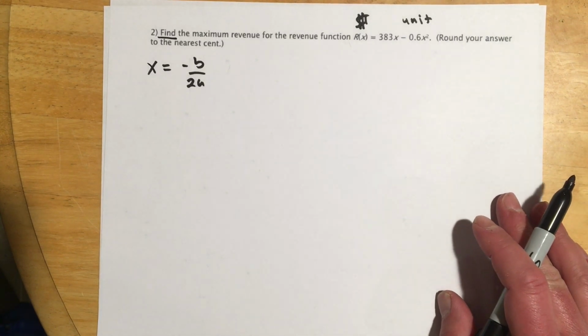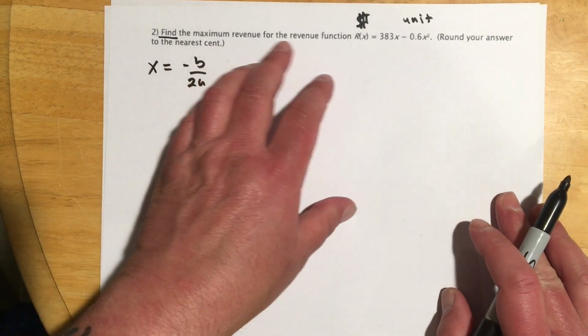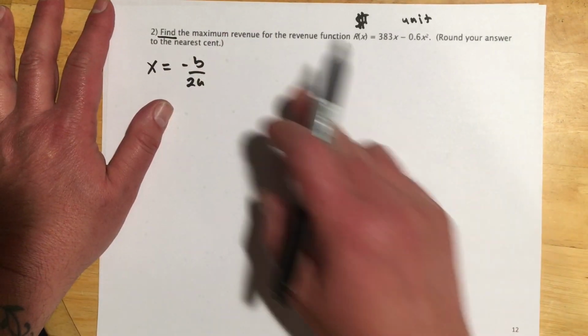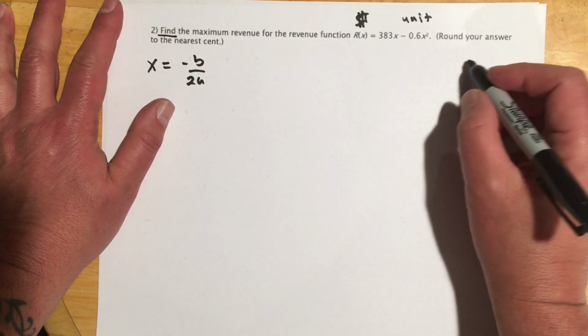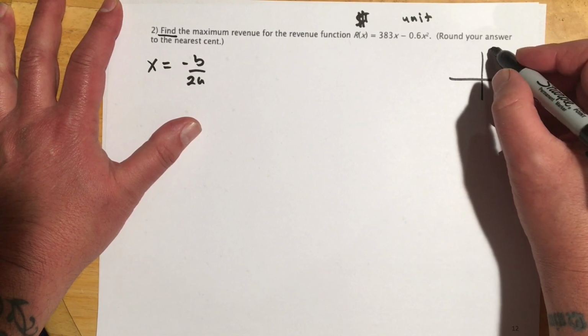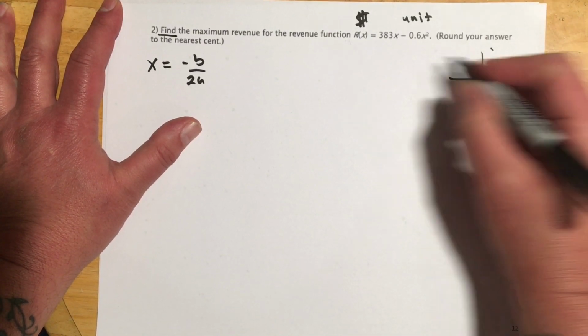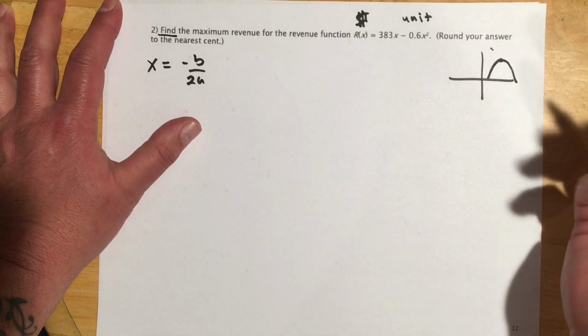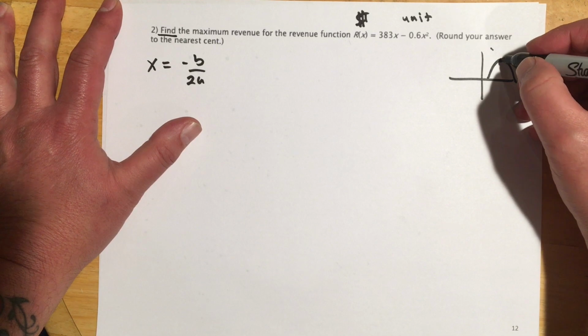Okay, for number 2, it's find the maximum revenue for the revenue function, rounded to the nearest cent. So if we're doing maximums or minimums, that's going to be the vertex, because if you think about it, if a parabola has a maximum, and in this case it's going to be a parabola opening down, that vertex is going to be the maximum point.